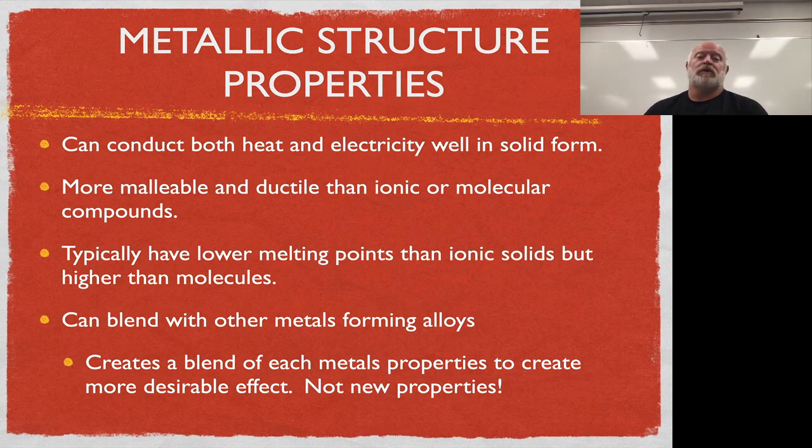As a result, we get some properties of metals we want to talk about. First, metals can conduct both heat and electricity well in their solid form, okay? And it's really key here that we say in the solid form, because they're the only substance that can do this in the solid form really, really well, okay? They're going to be more malleable and ductile than their ionic or molecular compounds in comparison, okay? We can bend them, we can shape them, we can melt them down and give them new structure because of this.